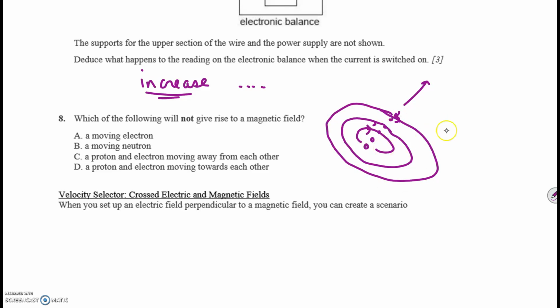But not always will we get this magnetic field curling around, forming a sort of cylinder. So when won't we get a field? Well, a neutron sure looks like it. It's not a charge. To get this circular, cylindrical field, you need the particles that are moving to have some electric charge. All these would produce magnetic fields.